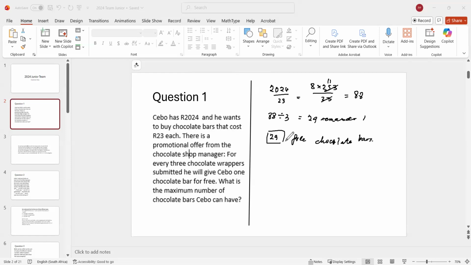Now that's not the end of it, because from these 29 you can get another 29 wrappers. And if you take that 1 wrapper which you got from the previous one, he's got 30, which allows him to get 10 free chocolate bars, but there are no wrappers remaining. And now with those 10, he can make 3 and 1 remainder.